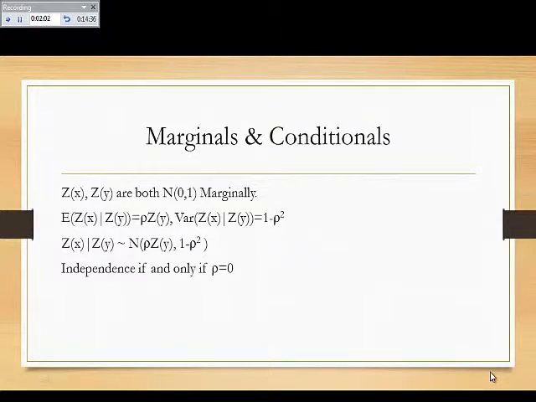And again, we have independence between the two if and only if rho equals 0. When rho equals 0, then the mean becomes 0 and the variance becomes 1. So the conditional is the same as the marginal.